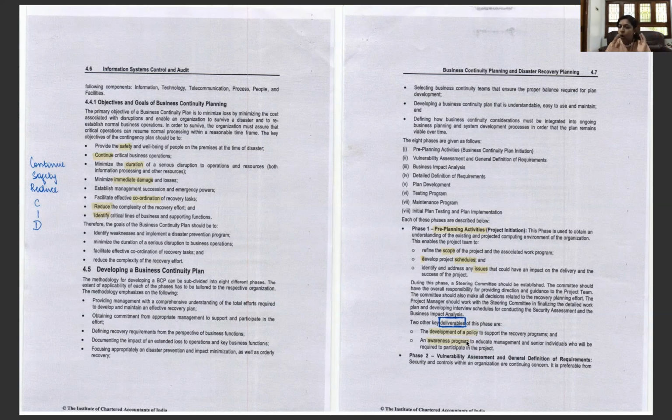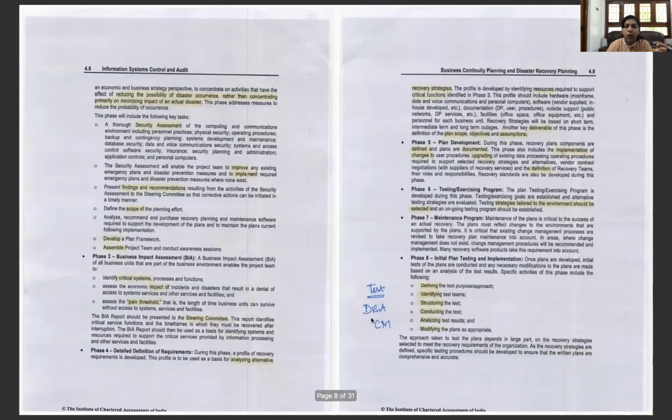Next comes, so we have planned it, then vulnerability assessment and general definition of requirements. Vulnerability assessment: assessing our vulnerabilities. This means reducing the possibility of disaster occurrence, rather than concentrating primarily on minimizing the impact of an actual disaster. It is not like, okay, let the disaster happen, I can reduce the effect. No, we are going to address the very root of it, not letting the disaster happen in the first place.